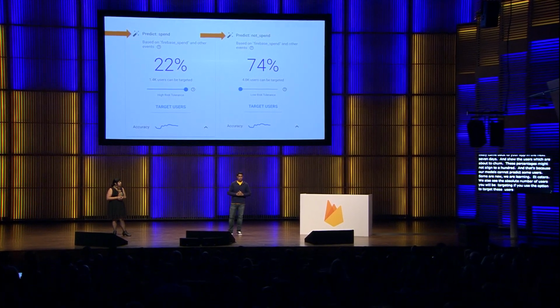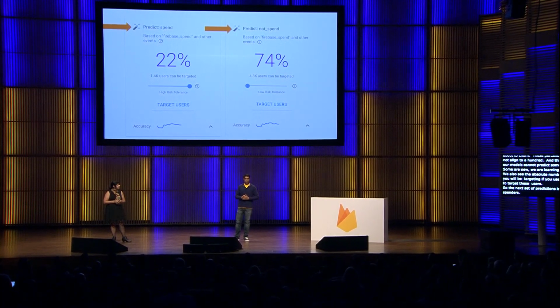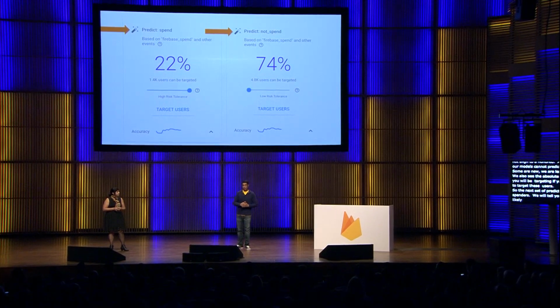So the next set of predictions is around spenders. We will tell you which users are likely to spend within your app in the next 7 days, and which users are likely not to spend within your app. Again, these percentages won't add up to 100. And then you see all the risk tolerance sliders. So let's talk about that.